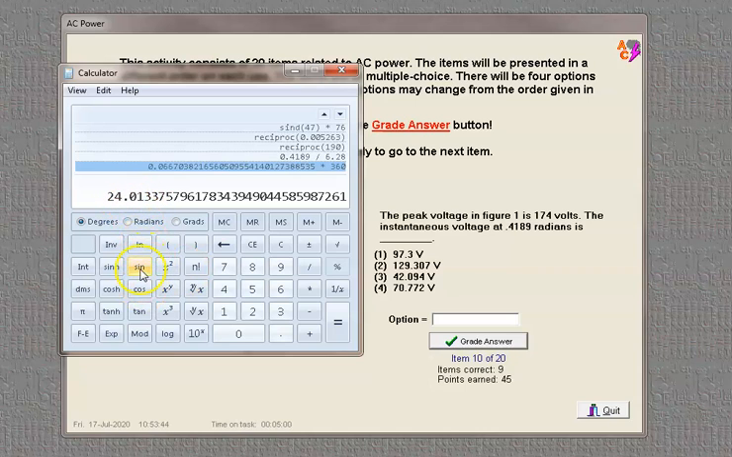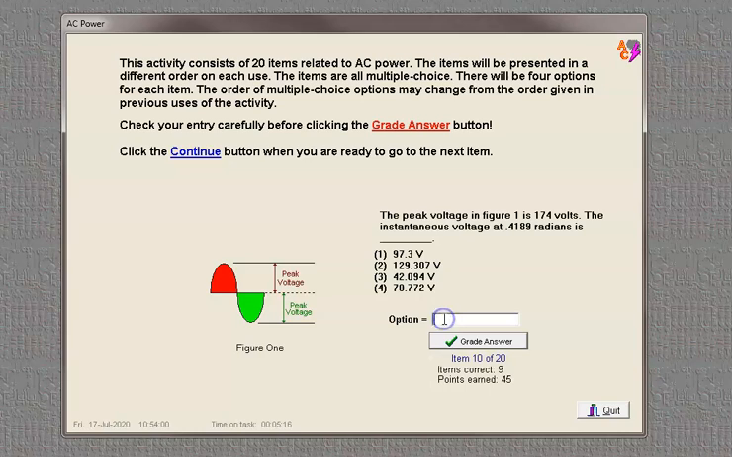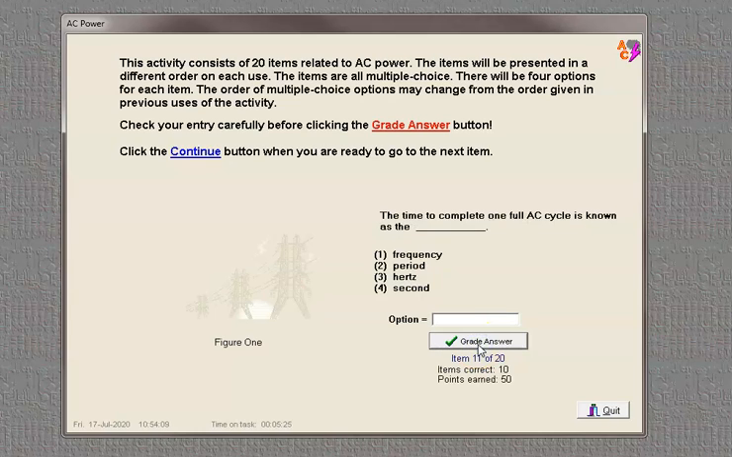So let's take the sine of 24 degrees and multiply it times 174 volts, and that will give us 70.8, and we have 70.772, so I'm going to select option 4. Now you remember, if that went a little bit fast for you, it's a video, so you can always stop it and replay it or slow it down.